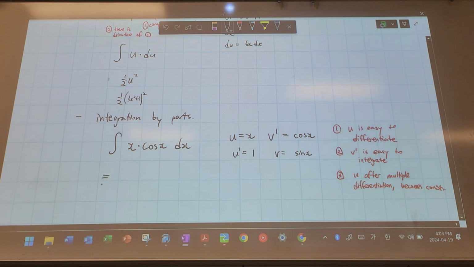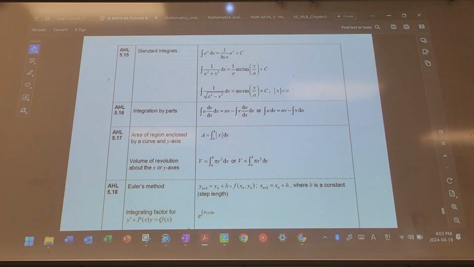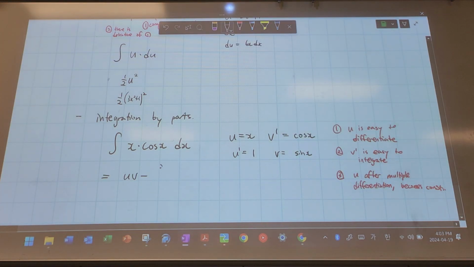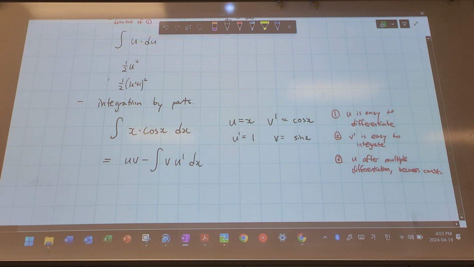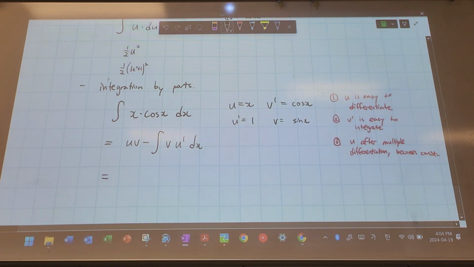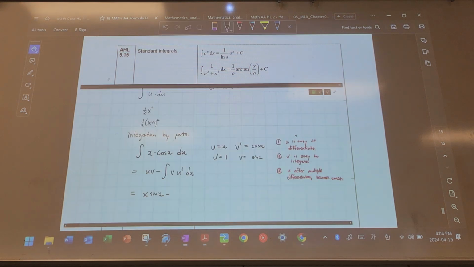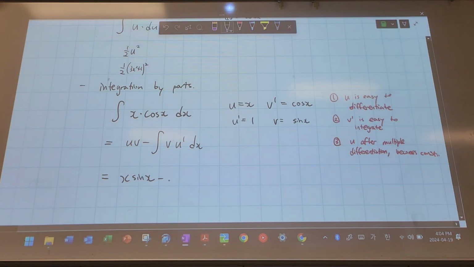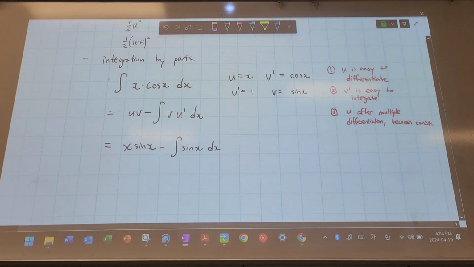Anyways, after you do that, we follow the logic. We use the uv minus integral of v u prime dx. So what is that? uv is x times sine x, so x sine of x. And then v du, v is sine of x, and u prime is just 1, so it's just this. So that's pretty easy, right? And it becomes x sine of x minus plus cosine of x plus c.